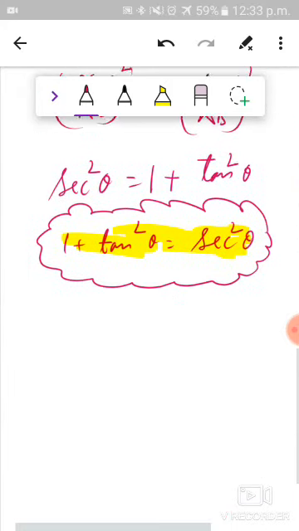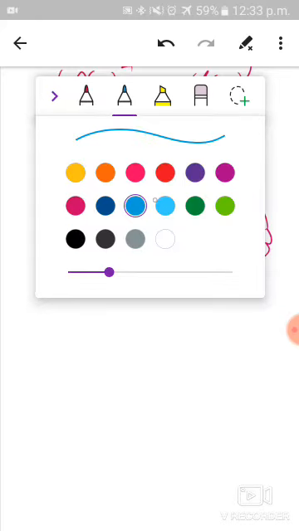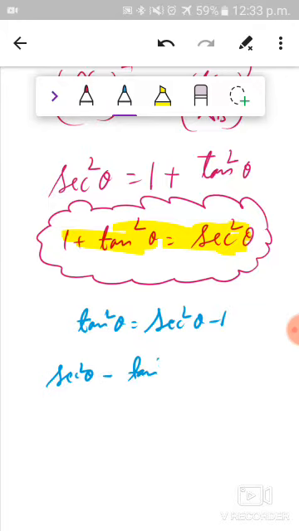So again, from this identity, what other things can we find? We can write tan square theta is equal to sec square theta minus 1, or we can write sec square theta minus tan square theta is equal to 1.